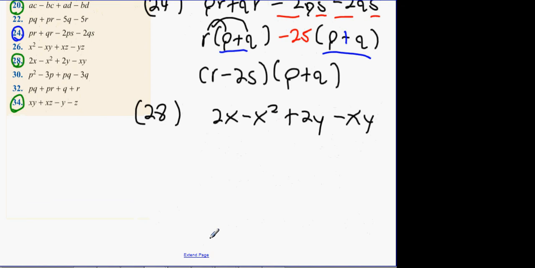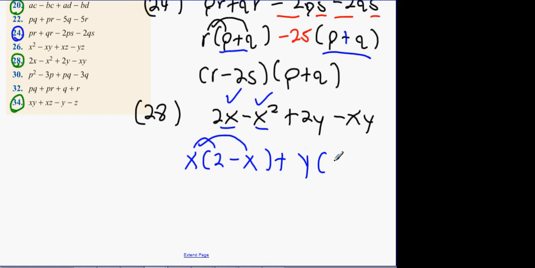Watch it. Okay. X in common? Do you have x in common? Yeah. And then it's 2 minus x. Now check it out. X by 2, 2x. X by minus x, minus x squared. Perfect. Moving on. And then y. Okay. 2 minus x. Perfect. And then it's bracket x plus y. Bracket 2 minus x. Perfect. Alright guys, that's brilliant. Right, well done.